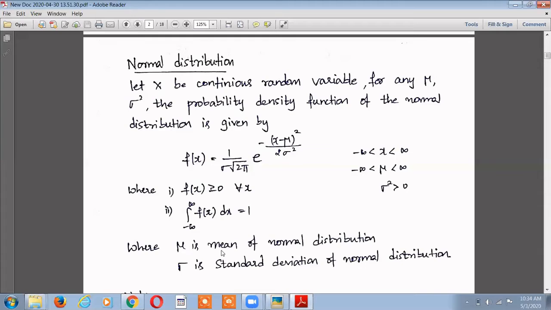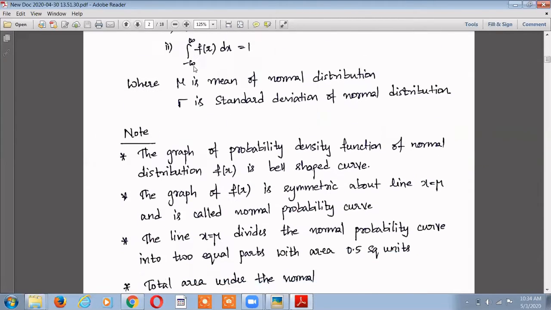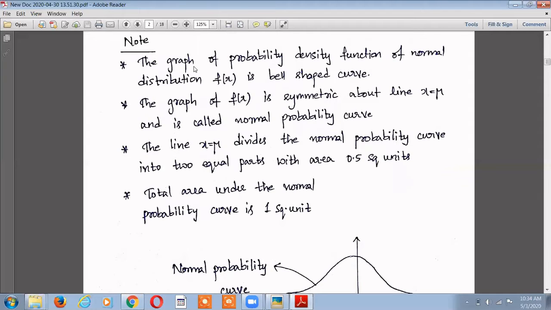And here mu stands for the mean of the normal distribution, and sigma stands for the standard deviation of the normal distribution. And x is called the normal variate. X is a random variable assigned to the outcome, and here x represents the normal variate. Now we study some standard results on the graph of the function f of x.